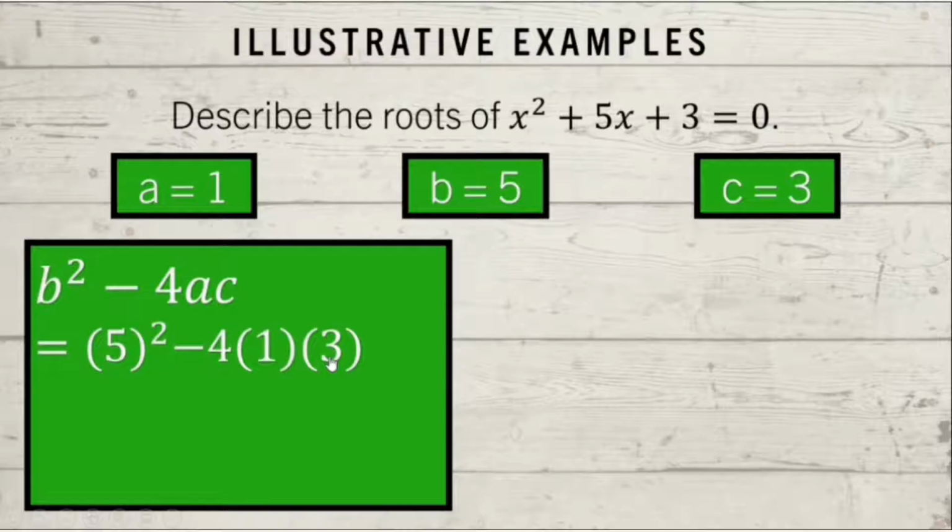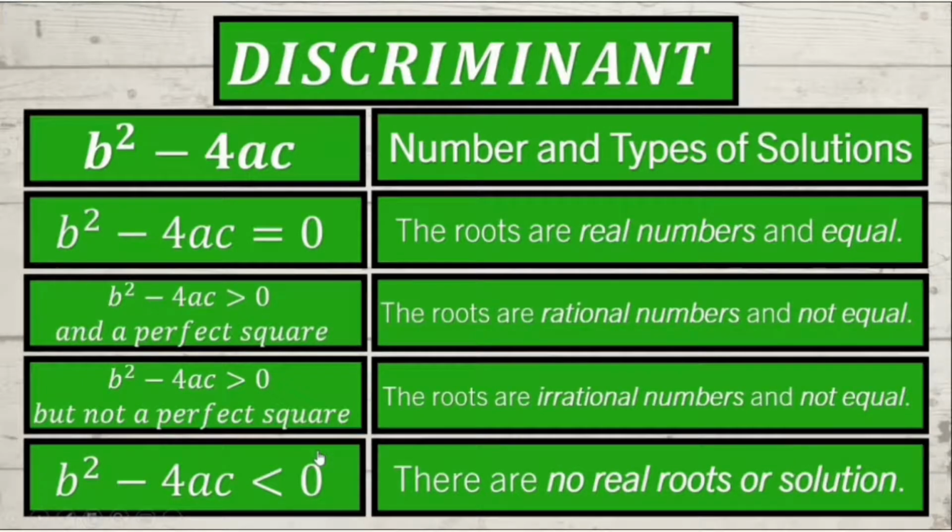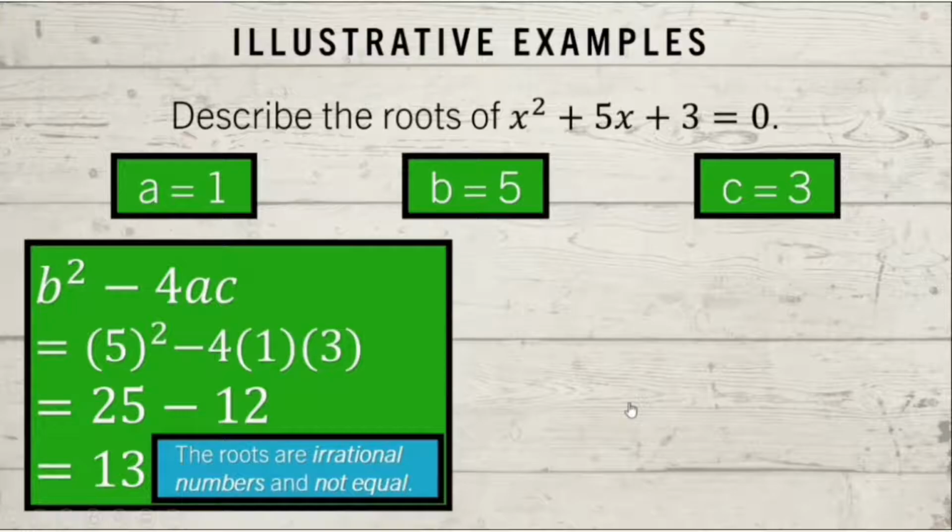And then perform the operation. We will have 5 squared is 25 minus 4 multiplied by 1 is 4 multiplied by 3 is 12. So 25 minus 12, we will have 13. Since 13 is a positive number and 13 is not a perfect square, therefore the roots are irrational numbers and not equal. Let us check if our answer is correct.